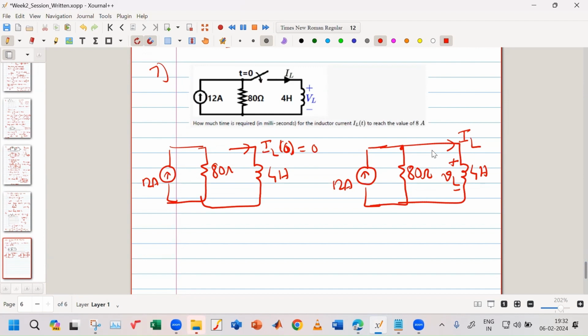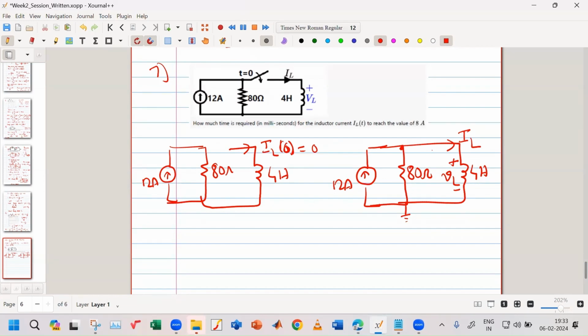Okay, we'll go step by step. Both are parallel. The circuit has to obey KVL and KCL in all states. So I've closed it, it has to obey KCL, so I'll apply KCL over here. There are two nodes. This is my reference node, ground node, and this is my node, and the voltage at this node is equal to VL.